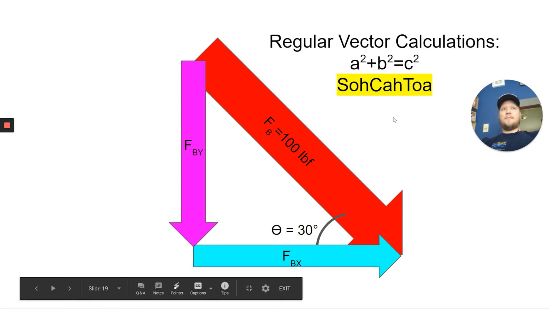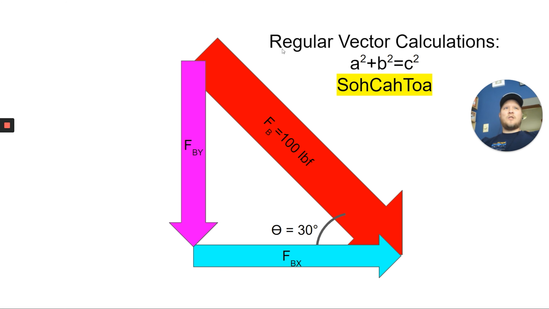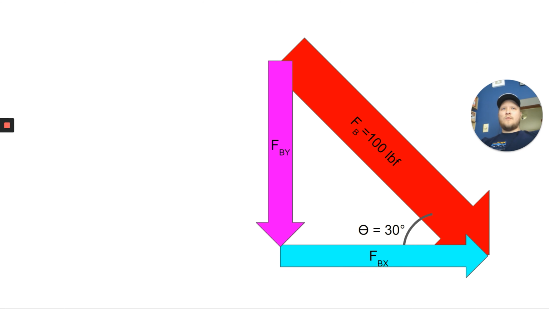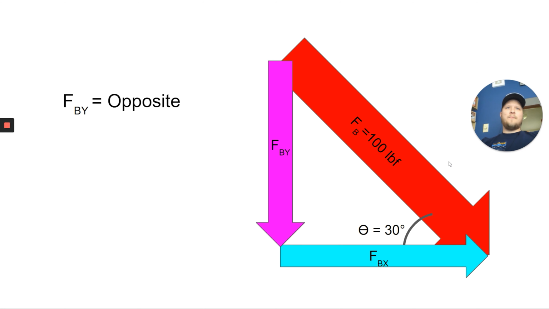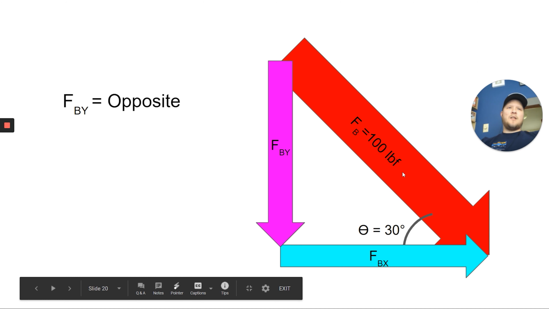Remember, with vector calculations, we use a squared plus b squared equals c squared, and sine, cosine, tangent. We are going to have to use that trigonometry sine, cosine, tangent for these vectors. So what we do is first I have to identify what my angle is and how that relates FBY and FBX to FB. So right now, with FB being the hypotenuse, this angle of 30 degrees, FBY is opposite that angle of 30 degrees.